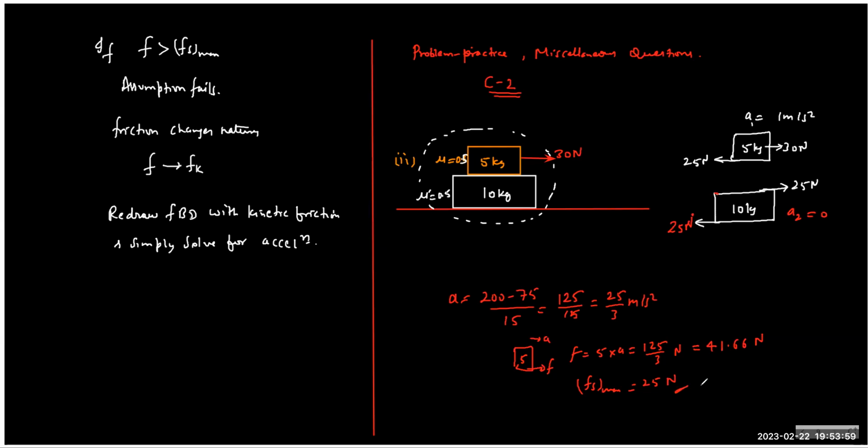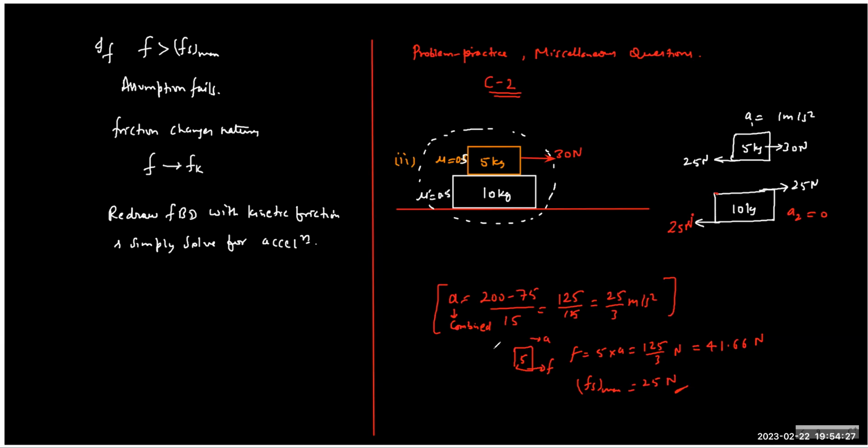So what we are solving, see, we have realized that they are moving together or they can move together. So first we assume, let's say they are moving together and we simply solve. We get some answer, let's call this A combined. And we have to check whether the friction which we need for them to move together can really be developed.